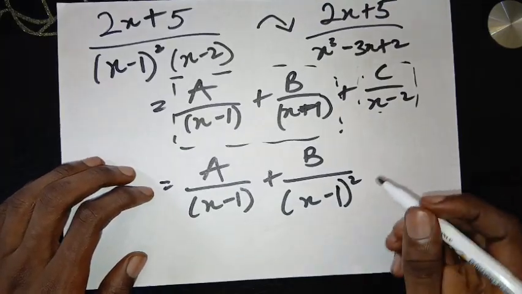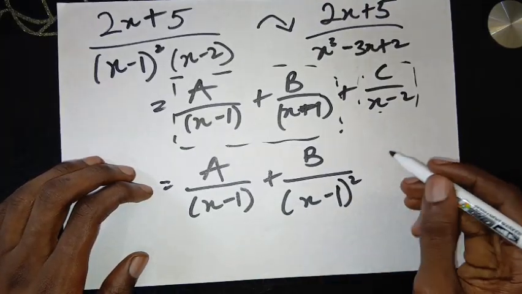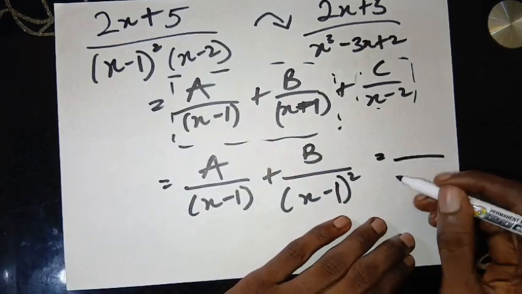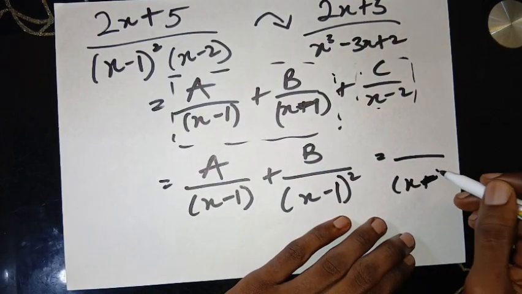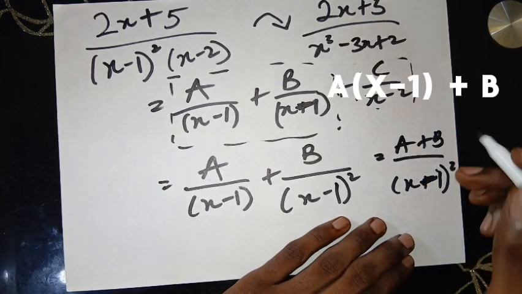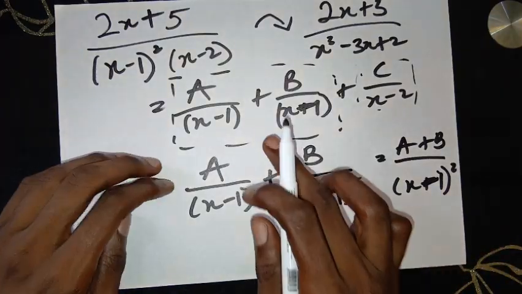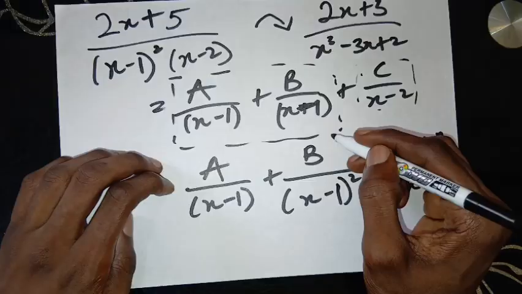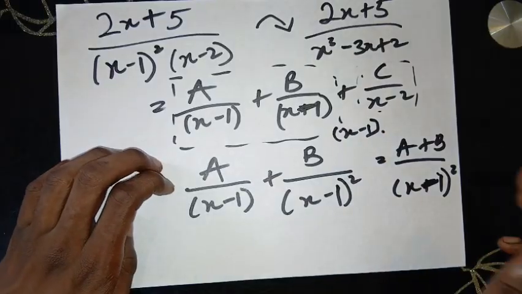Because the idea is that if you eventually add this, you have something like this with x minus 1 squared, that'll be A plus B. But inside of this, the denominator will just still be x minus 1. I hope you get what I'm trying to say.